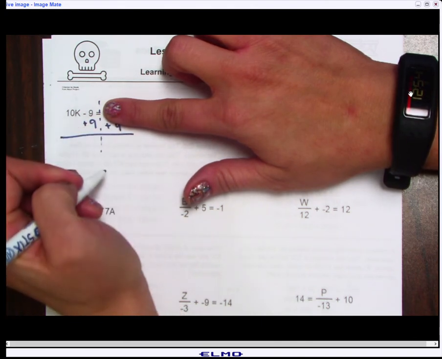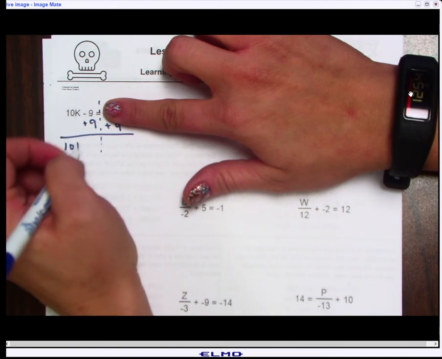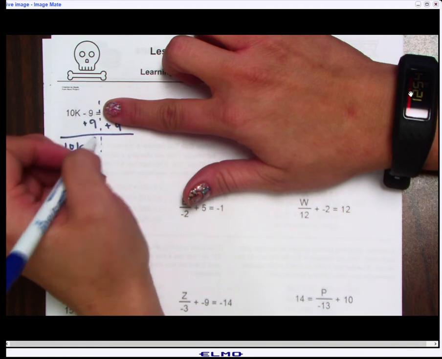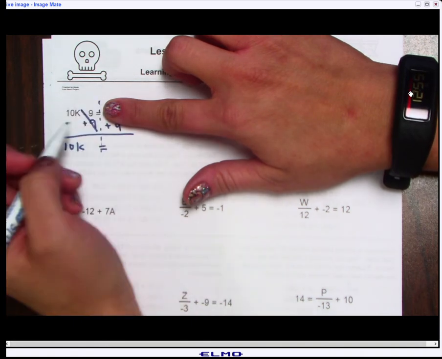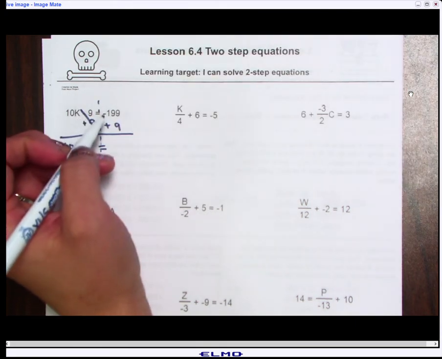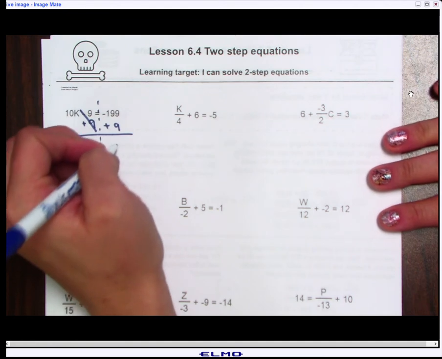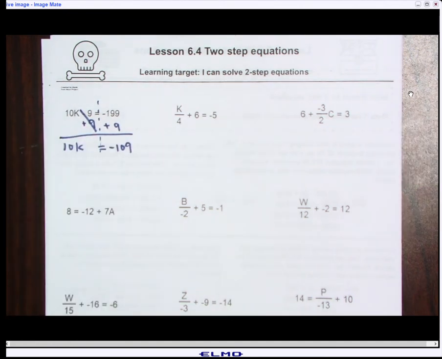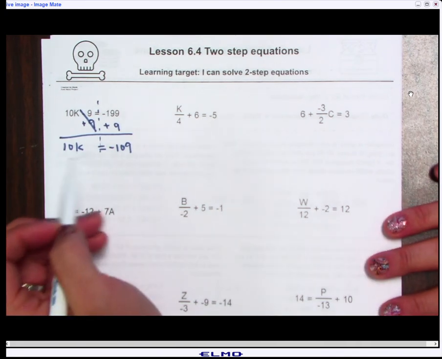Draw my equal sign line. The 10k comes down. Minus 9 and plus 9, they are going to zero out. I bring my equal sign down. Lift up my finger, negative 199 plus 9. I do the math. That's negative 109. That was step 1.